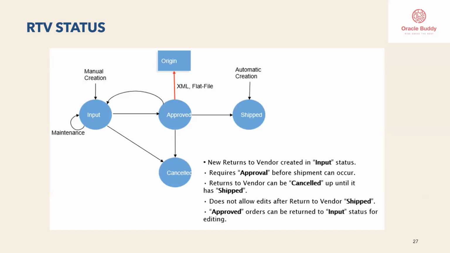Let's discuss the RTV life cycle. First RTV comes in input state, then it is approved, and then it is shipped, and it can be cancelled. So these are all the statuses for the RTV. New returns to vendor are created as input status, requiring approval before shipment can occur. Return to vendor can be cancelled up until it has shipped, and does not allow edit after return to vendor is shipped. Approved orders can return to input status for editing.